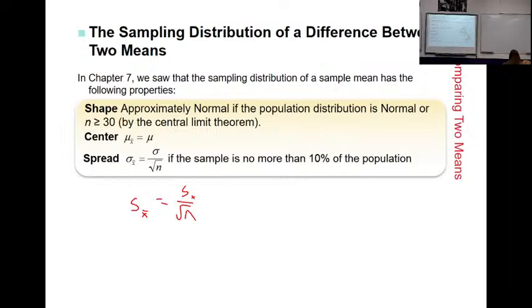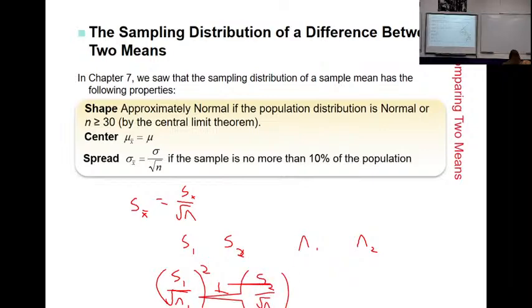So what that's going to look like, if I have S1, S2, and N1, and N2, we're going to have S1 over square root of N1. That's our first standard deviation, squared to get the variance, plus S2 over square root of N2 squared to get our second variance. So then the total variance, if I add them together, sorry that the PowerPoint is messing with things.